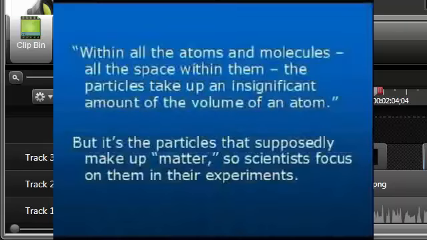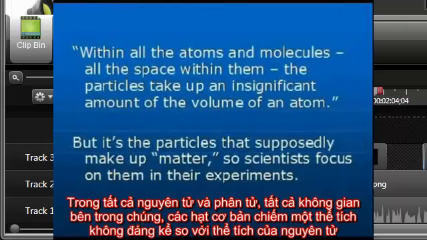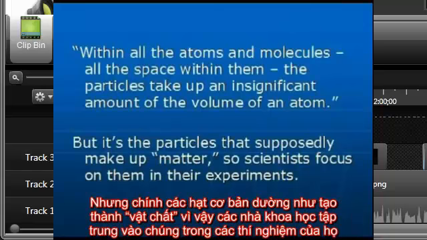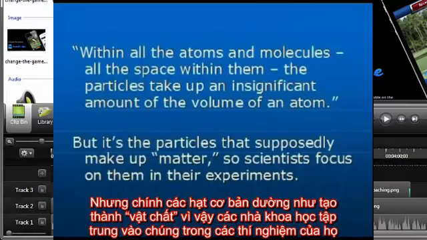Dr. William Tiller said, within all atoms, molecules, all the space within them, the particles take up an insignificant amount of the volume of an atom. But it's the particles that supposedly make up matter.